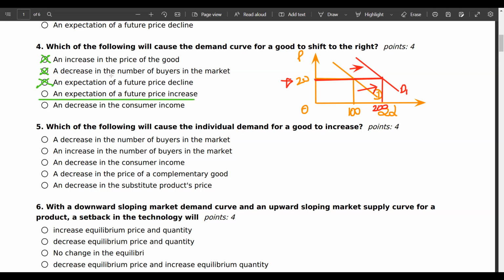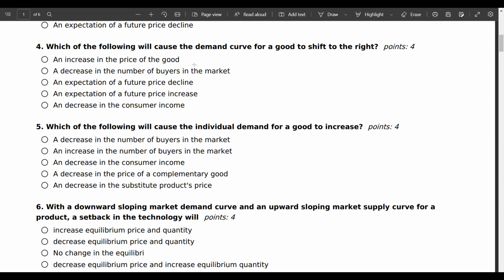Fifth one, a decrease in consumer income. If consumers are earning less, then what will happen? Obviously, demand would drop. For a normal product, demand would drop. But here the demand is increasing. So the answer is the fourth one. Hope you guys understood that.